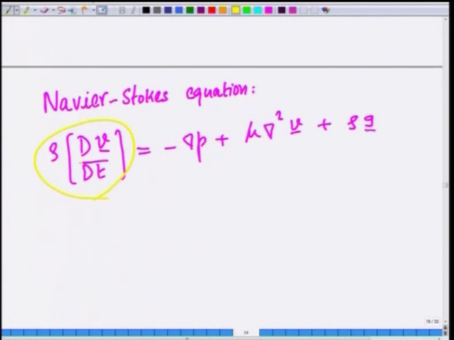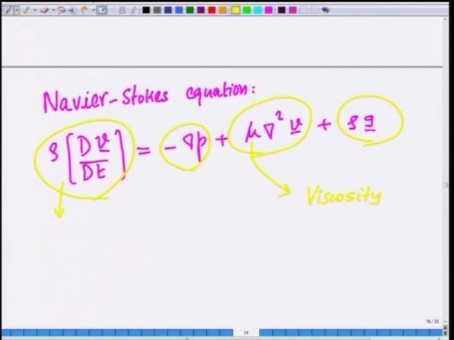Remember that the acceleration of a fluid particle is the substantial derivative of velocity, not just the partial derivative of velocity. So, this is the mass times acceleration per unit volume, and it is equal to the sum of all forces. This is the pressure force per unit volume on the fluid. These are the viscous forces per unit volume of the fluid, and these are the body or gravitational forces per unit volume of the fluid.